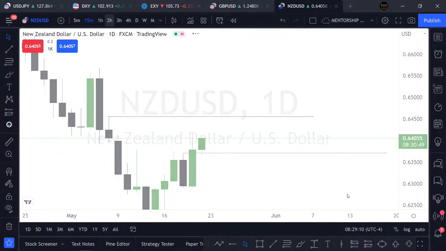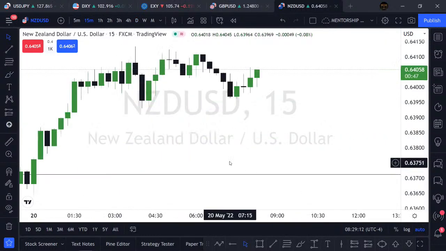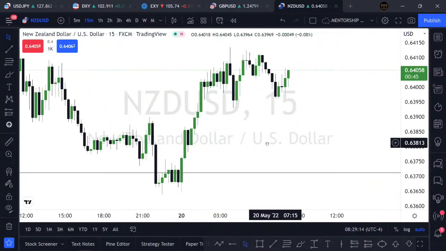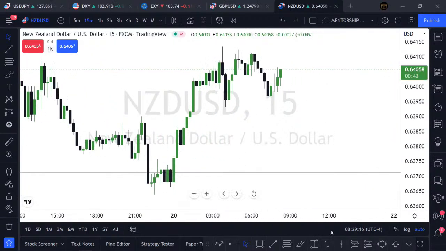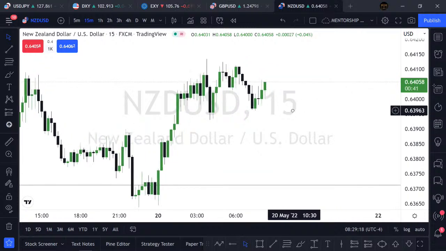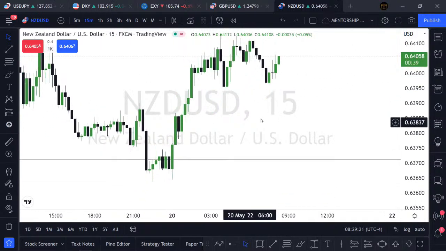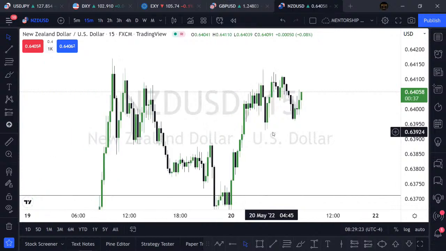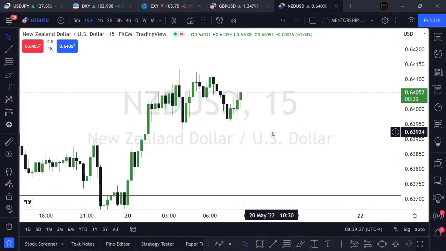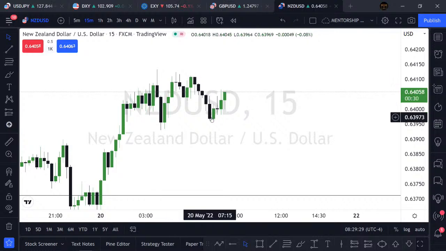Let's go back to a 15 minutes chart. So this is the 15 minutes chart. Now let me show you here. As a short-term trader, I would look for selling opportunities here. Reason being, we have willingness to sell before the New York Open.